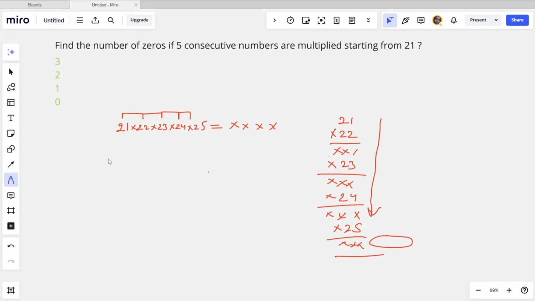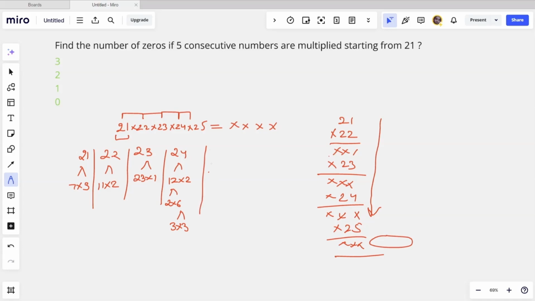Okay, so to find out how many zeros will be in the product of these numbers, we will do the prime factorization of each number. 21 is 7 into 3. Now 22, which is 11 into 2. Now 23, which is a prime number, 23 into 1. Now 24, which is 12 into 2, and 2 into 6, and 3 into 3. Okay, now 25, it will become 5 into 5.